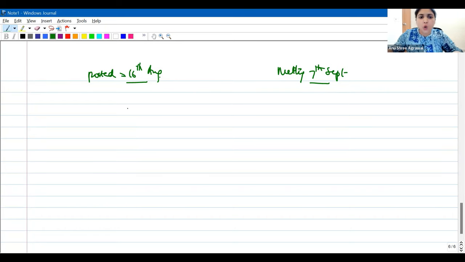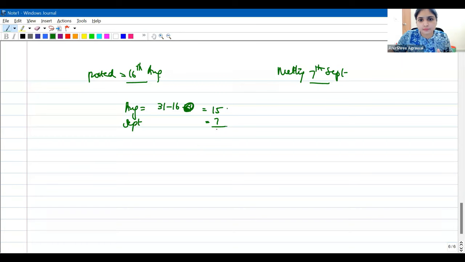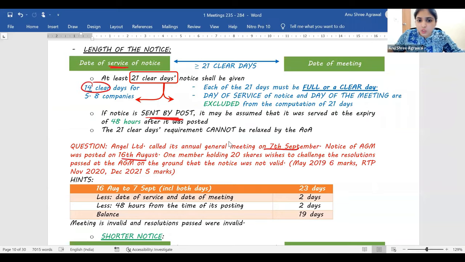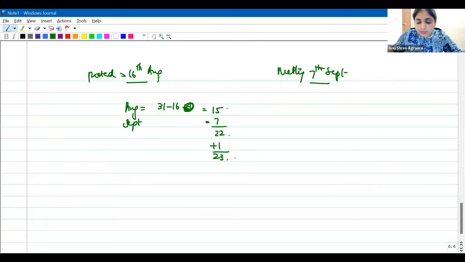In August, how many days? August 31 minus 16. No, don't add a 1. 31 minus 16 is going to be 15 days. In September, how many days? 7 days. Totally, how many days? 22 days. But I want you to tell me the gap between these 2 days in such a way that I want you to include both the days. Including both the days, you will add 1. It will become 23 days.